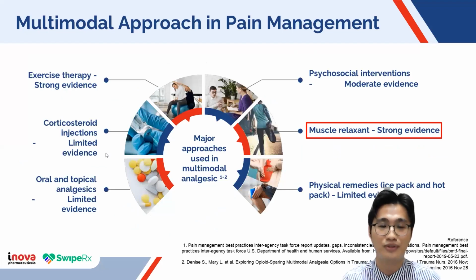These are the multimodal approaches which we mentioned just now. We will recommend patients to use exercise therapy, especially for low back pain patients. If you're obese, you're advised to cut down your body weight. When you cut down your body weight, you can actually reduce the medication also. And in terms of psychosocial intervention, there is moderate evidence. For corticosteroid injection, limited evidence. And if you want to give oral or topical analgesics, there is also limited evidence, but you can combine with muscle relaxant. There is strong evidence. For physical remedies, non-pharmacological therapies, you can give ice pack or hot pack. These have limited evidence.